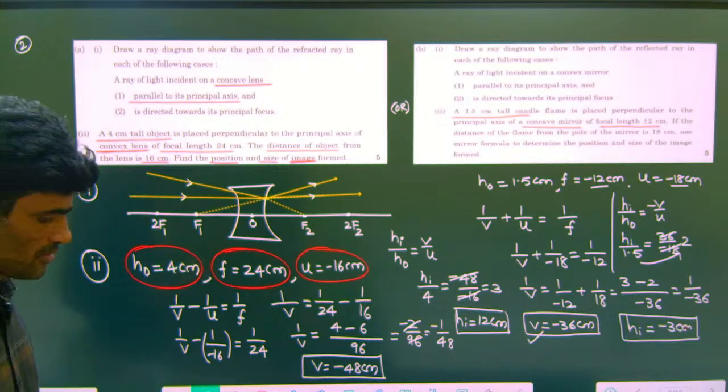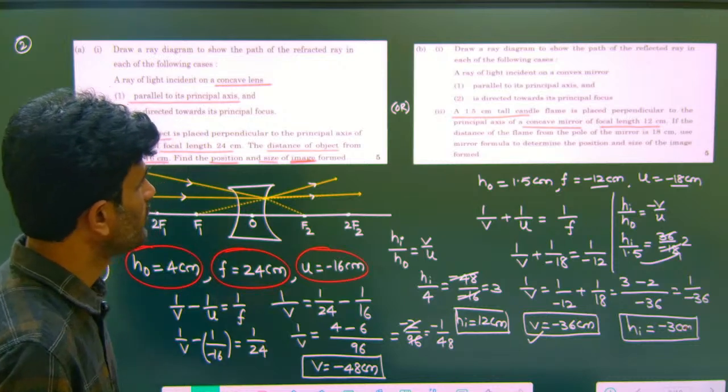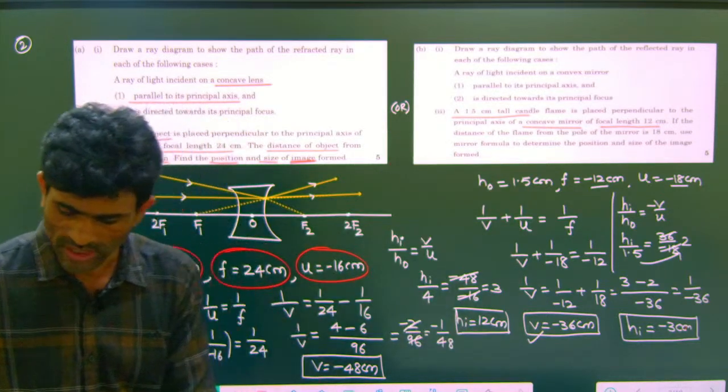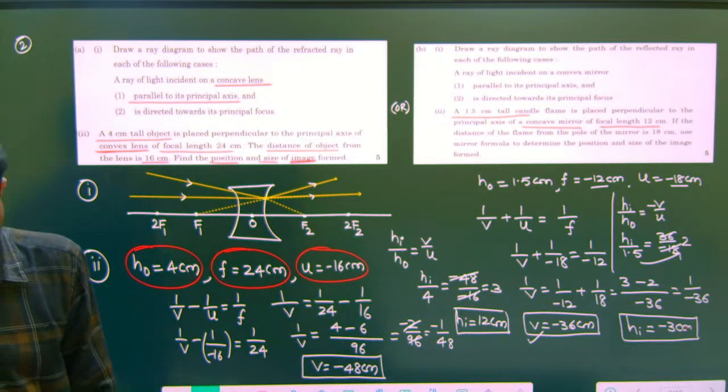Clear about this? Shall we go to the next one? So this is a 5 marks question, either this or this, any one you can do it.